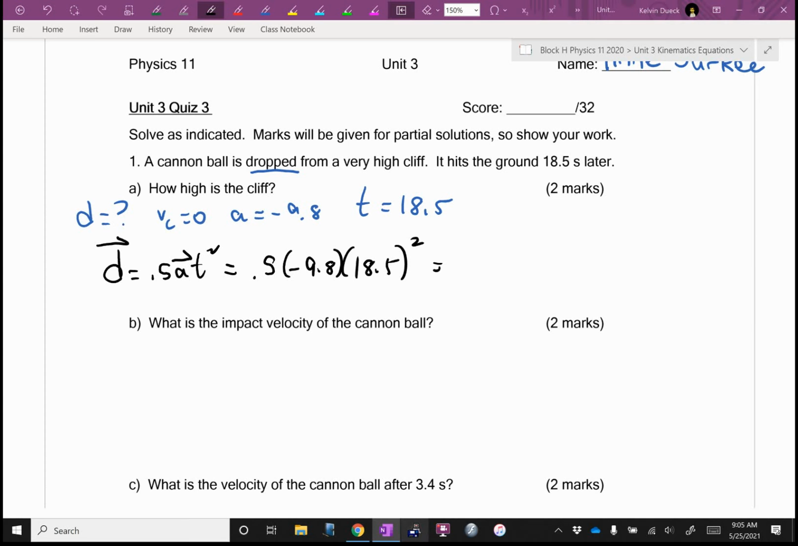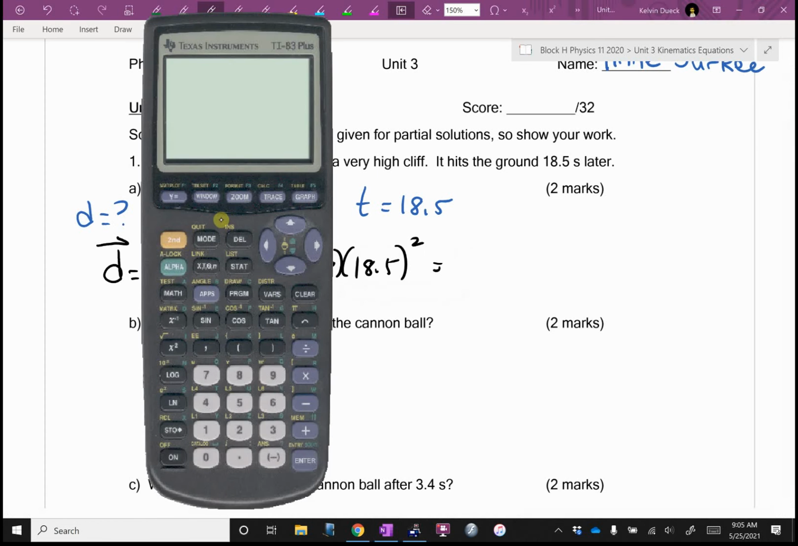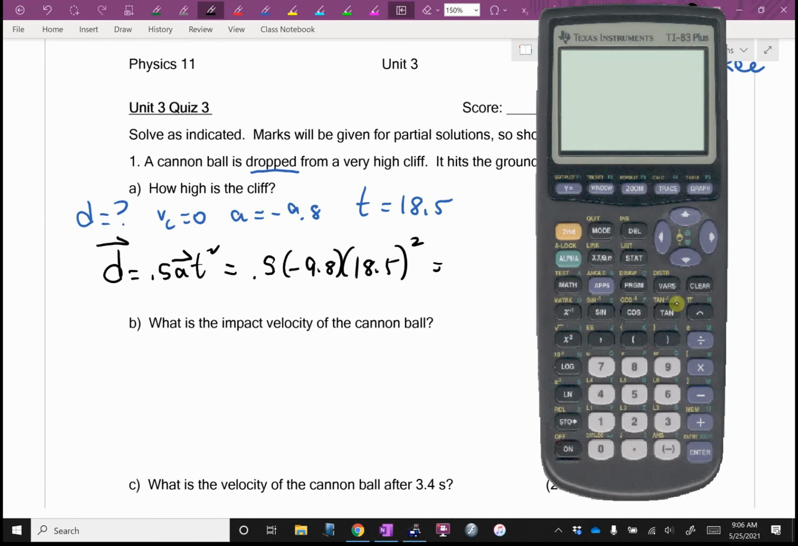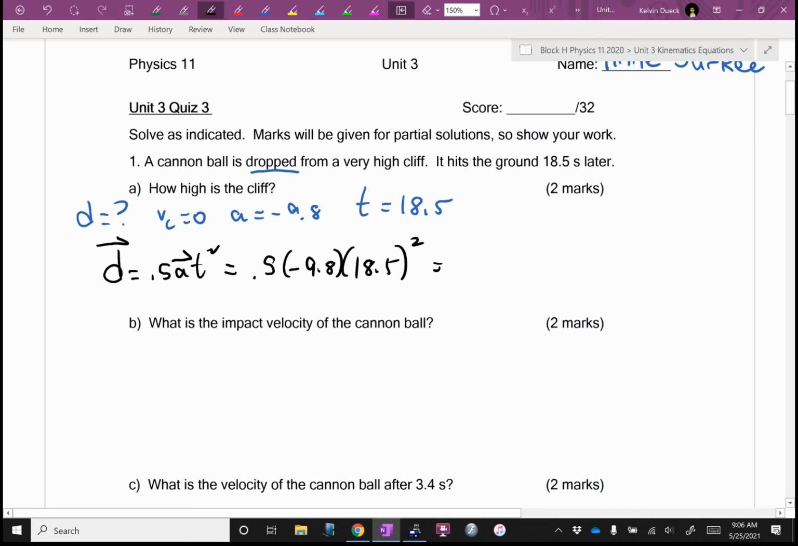Okay, here we go. 0.5 times negative 9.8 times 18.5 squared. Do you all get negative 1,680? Yes? If you left the negative off, because it said how high, because it specifically didn't say what is the displacement, height is sort of a scalar.